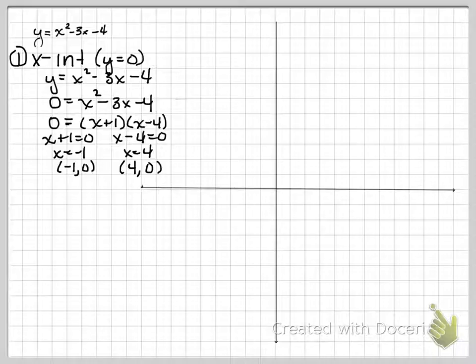So I'm going to put a point at negative 1, 0 and at 4, 0. 1, 2, 3, and 4, 0. Okay, so there's my two x-intercepts.